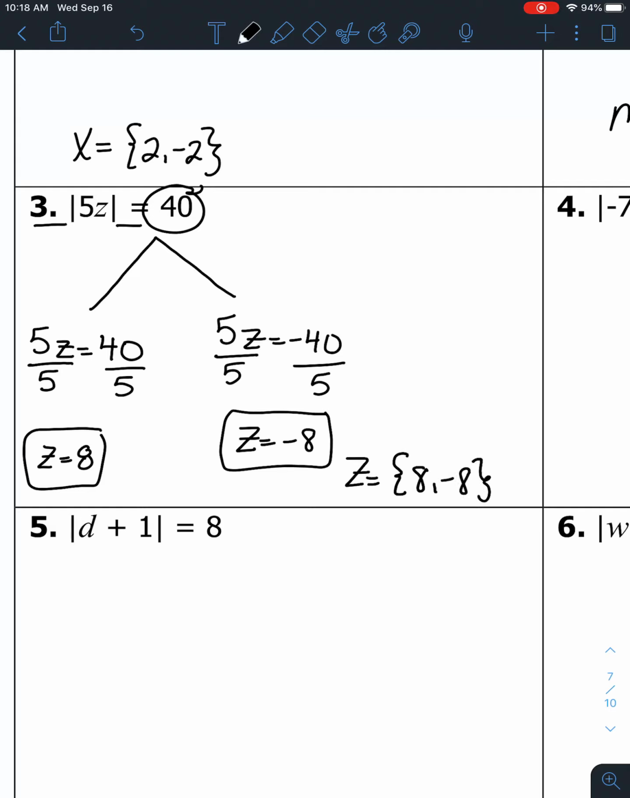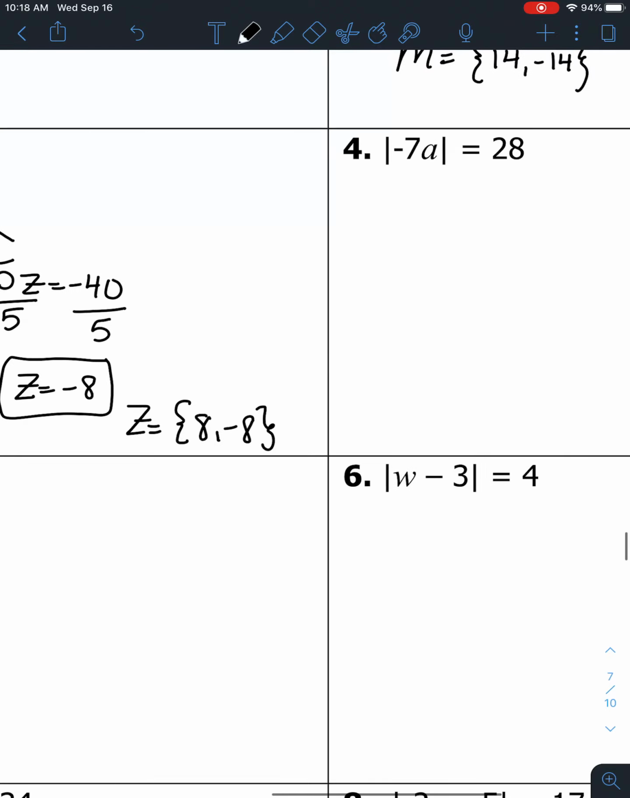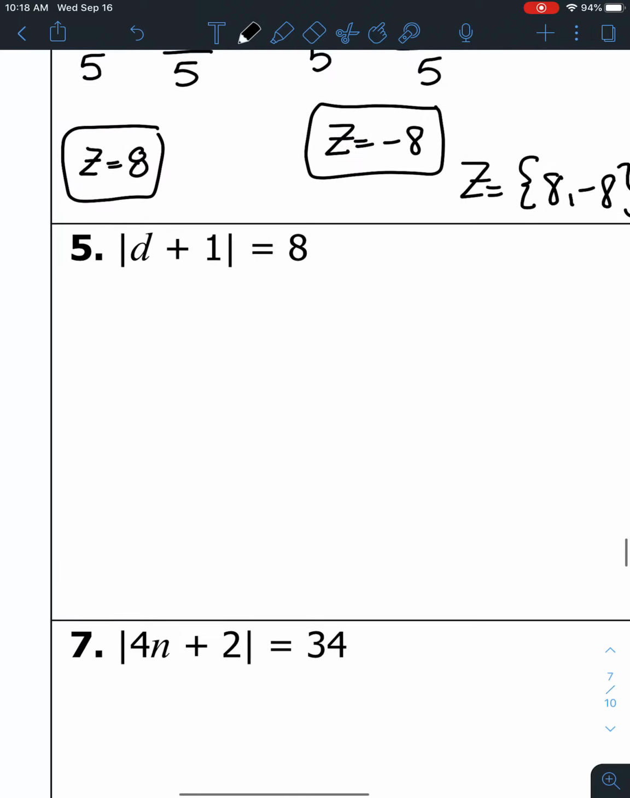Okay, 4, I'm going to skip, but the answer to 4 is going to be a equals frilly brackets, negative 4 and 4. So if you don't get that, come see me and we'll go over it. I want to work on one where you can see that it's not going to be the same.